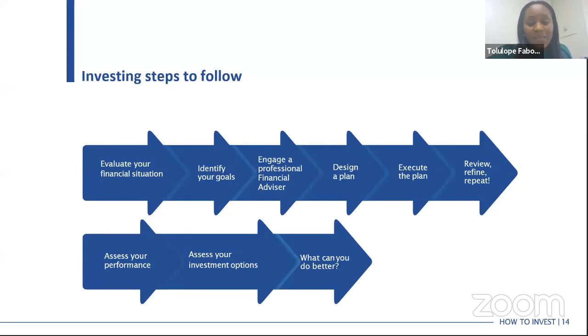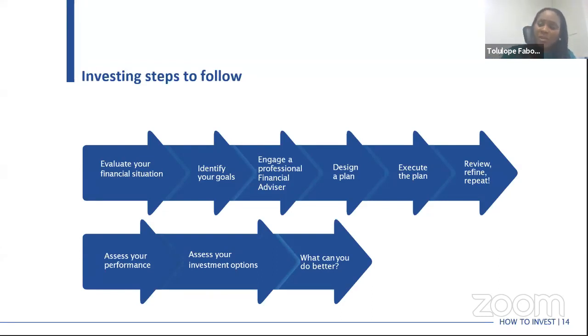The first quarter, the first month, the second month, the third month. Okay, how have I done? How have I fared? Is there a need for me to increase my investment? Is there a need for me to look at my investment option selection? Maybe I need to tweak it a bit. What can you do better to improve if you're not close to the goalpost?